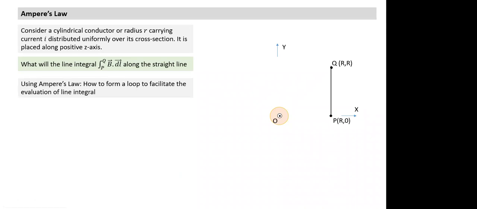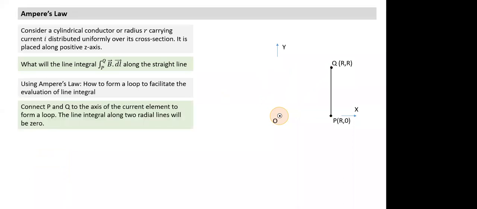Basically, in every case we are forming a loop to facilitate evaluation of the line integral. We connect P and Q. I think the easiest method is to connect those 2 points to the center, because those are the radial lines, and B dot dl along those radial lines becomes 0. So connect P and Q to the axis of the current element to form a loop. The line integral along the 2 radial lines will be 0. Okay, this is what you can take.